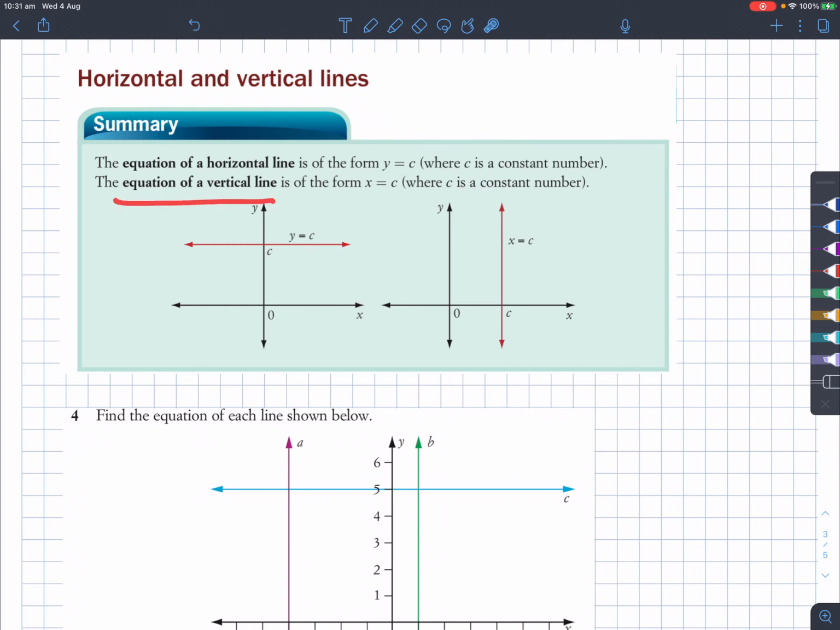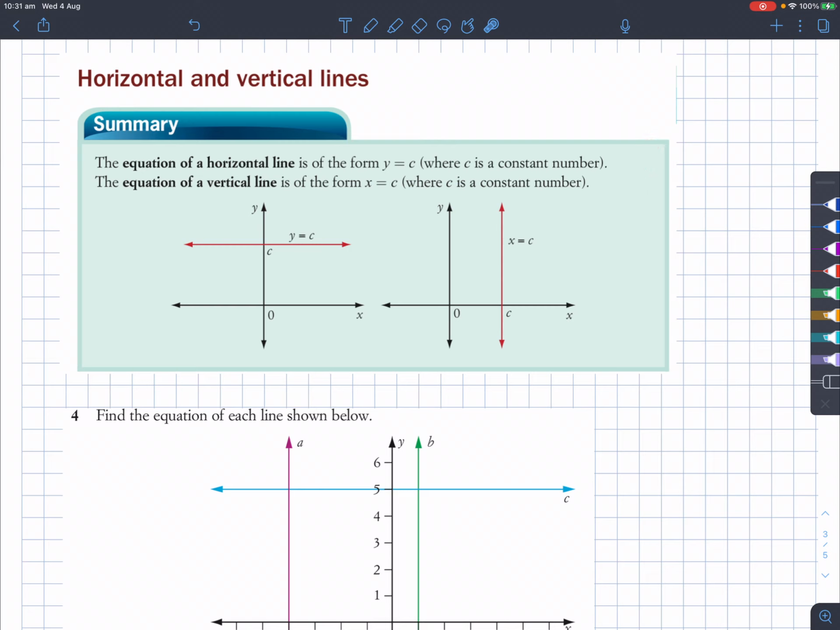So the equation of a vertical line is of the form x equals c. So if c is a number here on the x-axis, then we call this line x equals c because it is c units to the right of the y-axis. So if I had the number, let's say 6 here, then this line is called x equals 6. If I had a line here that is at minus 1, then this will be x equals minus 1. Okay, so copy down those two diagrams as well as the notes here into your book.